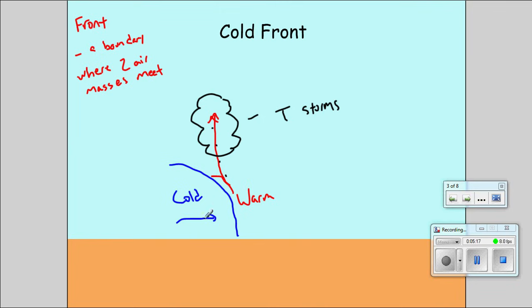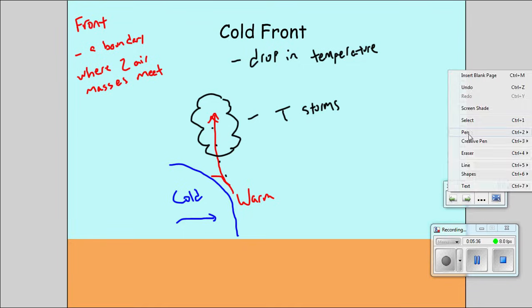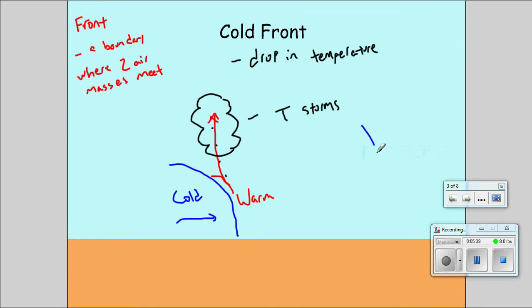Not only that, but as this system advances, as the cold air pushes the warm air up, the temperature will drop. One more thing to cover before we move away from the cold front is what this symbol looks like on a weather map. Cold front is a blue line with triangles. The triangles point in the direction the front is moving. So, if this front is moving towards the east, these arrows point towards the east.